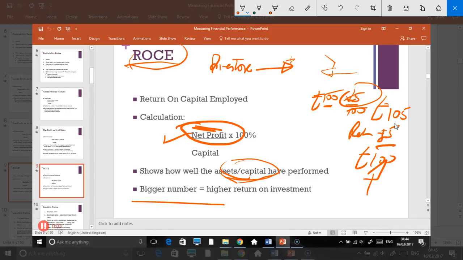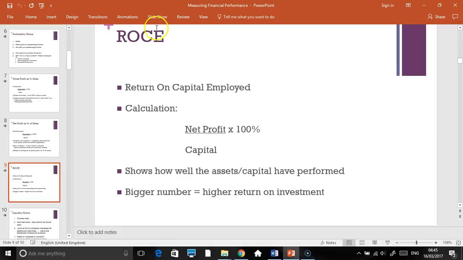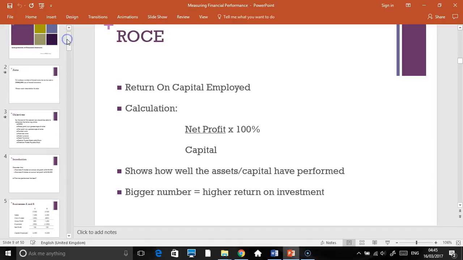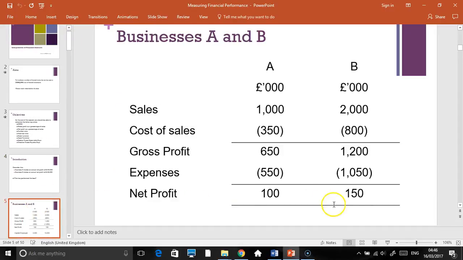So the higher the number, the better. But the argument is, as we'll look at later on, that we could have some strange results. Let's just compare both businesses. Let's do the comparisons first of all, which is why this whole thing is so important.